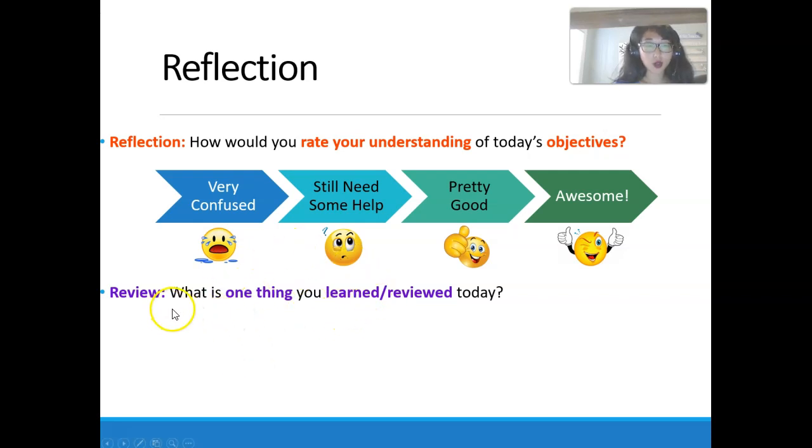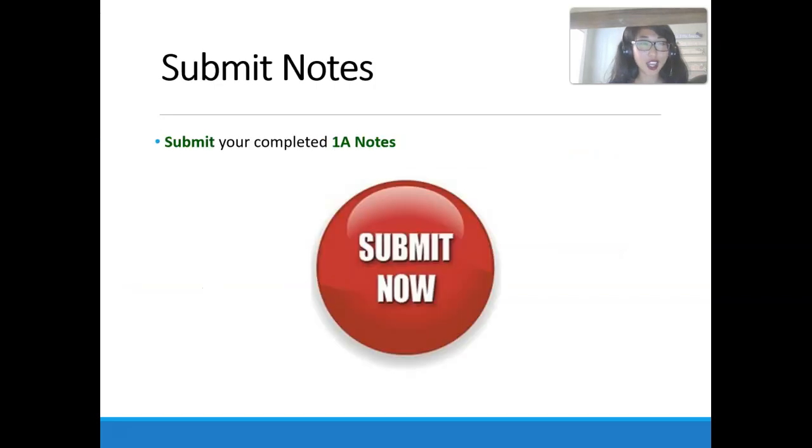And then review, go ahead, think to yourself, what's one new thing that you learned today, or what's one thing that you found helpful to review today, and make sure you write that down or talk aloud to yourself just to make sure you're cementing that information in your brain today. All right, so at this point, make sure that you submit your completed 1A notes. Again, make sure you keep on clicking submit until it is fully submitted.